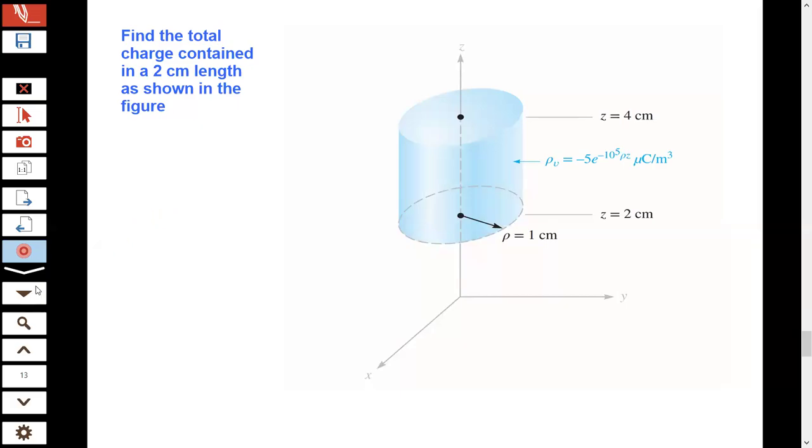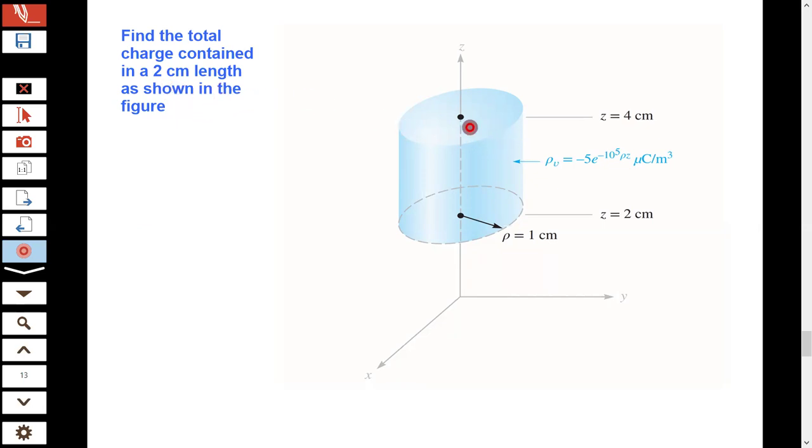Hello everyone. Let us do one numerical problem today with respect to volume integral of charge density. So let us read the question. Find the total charge contained in a 2 centimeter length as shown in the figure.